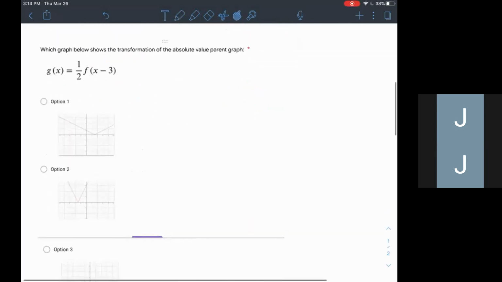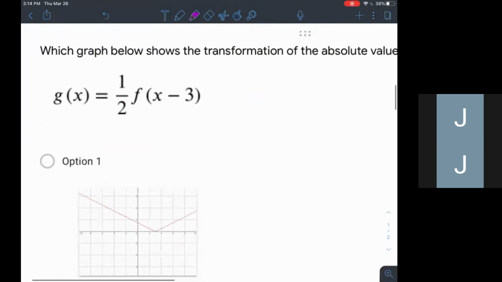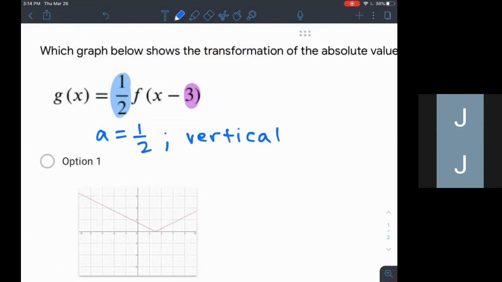All right. Next up, which graph below shows the transformations of the absolute value parent graph? Well, keep in mind here, our absolute value parent graph, they're basically calling f of x again. So there's two things that are going on. There's a 1/2 in front. There's a -3 here. So again, what that 1/2 represents is our a value. A is equal to 1/2. Notice it's positive, so it's not going to open downwards. But a equaling 1/2 basically means that it's being vertically stretched by 1/2. And if you stretch by something less than 1, it's really shrinking. Half as tall as it used to be.